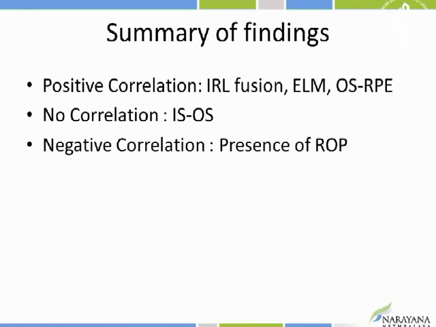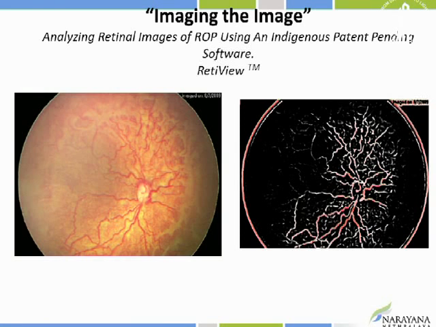So the summary of findings in terms of the OCT layers and vision was there seems to be a positive correlation with inner retinal fusion, external limiting membrane, and the OSRP. There's no correlation, interestingly, and to our surprise, a negative correlation with the presence of ROP.